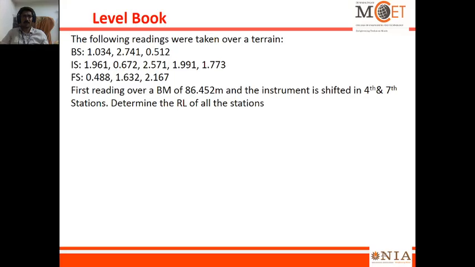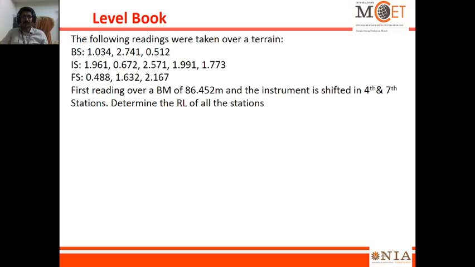One more clue they have given in the problem is that the first reading is over a benchmark. The benchmark has a value of 86.452 meters. And the instrument is shifted at the 4th and 7th stations. Which is the 4th one, which is the 7th one, that we have to determine. The question asked here is to determine the RL of all the stations.